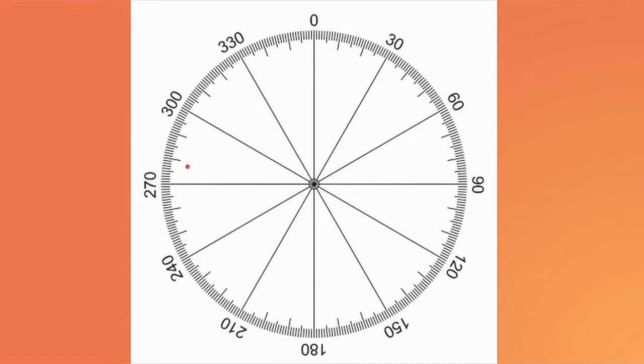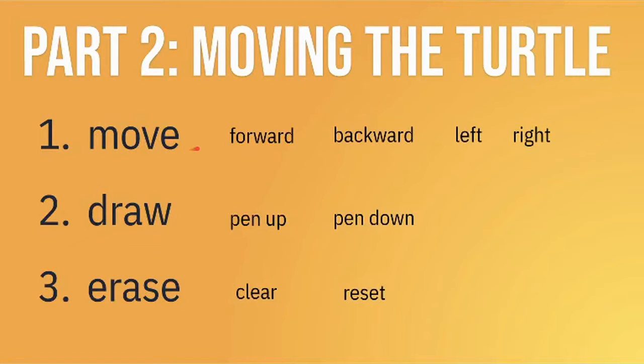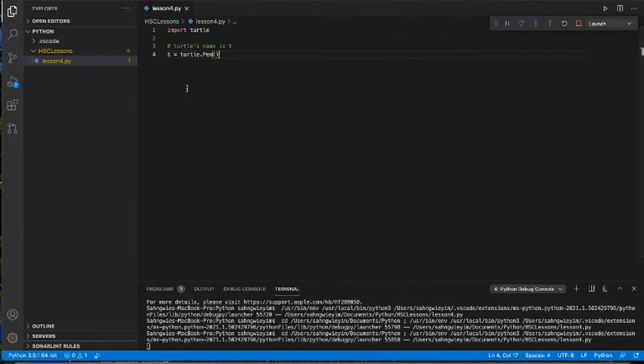So first, we need to learn how degrees work in order to use left and right. If you're facing towards the 0 degrees right now, and if you move 90 degrees to the right, then you'd be facing here. If you move 90 degrees to the left, you'd be facing here. Moving 270 degrees towards the right and moving 90 degrees to the left is the same exact thing. So now that we know how left and right work, let's see how the forward, backward, left, right, pen up, pen down, clear, and reset all work.